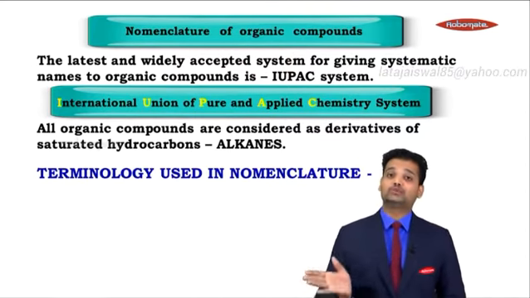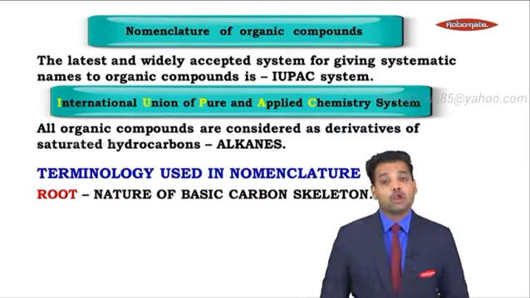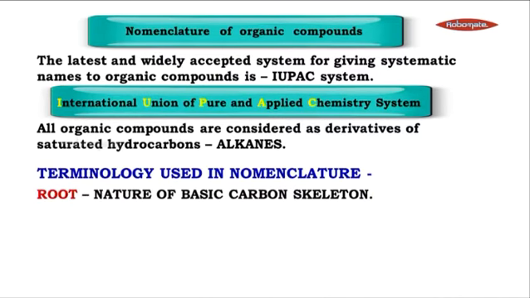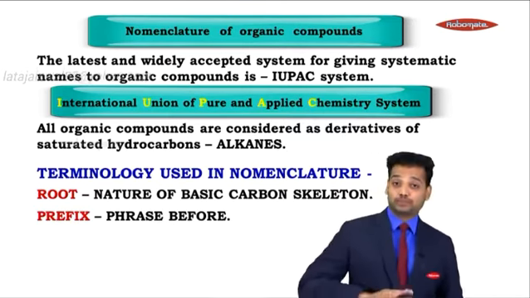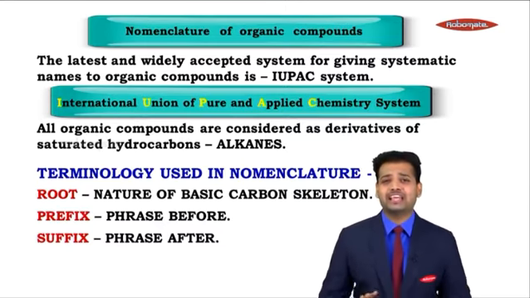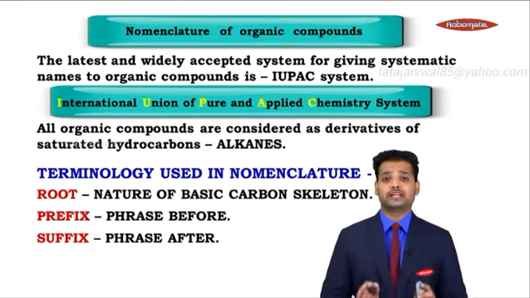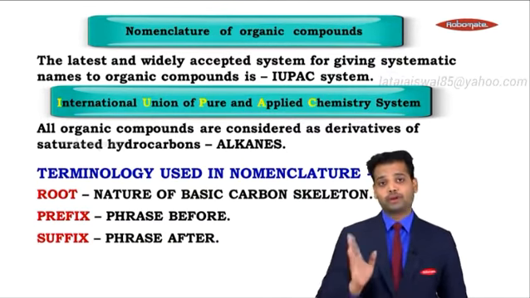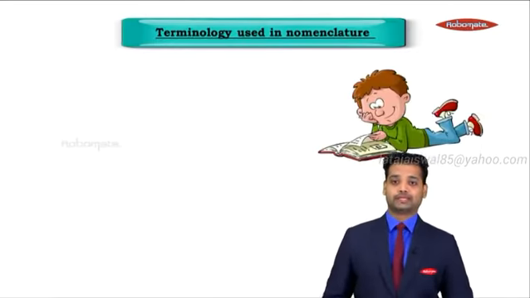And from these alkanes, we are going to use different things. Root is the nature of the basic carbon skeleton. It is called the root word. Prefix is the phrase before and suffix is the phrase after. That's it. There is nothing else that you need to study. So root word, prefix and suffix. Now what do you mean by this?